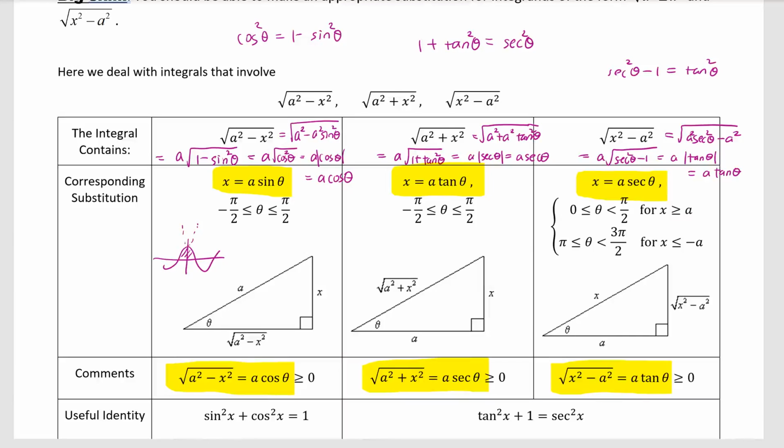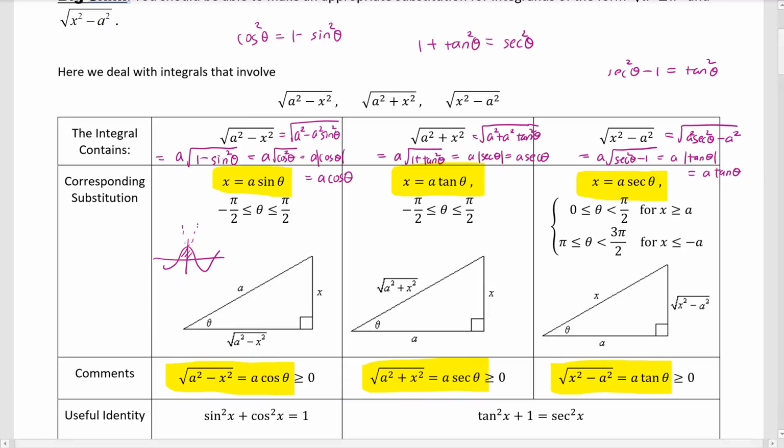So sine and cosine, they're couple. Tangent, secant, they're couple. And when we do this setup, we only use the sine, tangent, secant. We don't use the co-function. So don't use cosine, don't use cotangent, don't use cosecant. So there are three functions, three choices: sine, tangent, and secant. Okay, and then depending on what the integrand looks like.